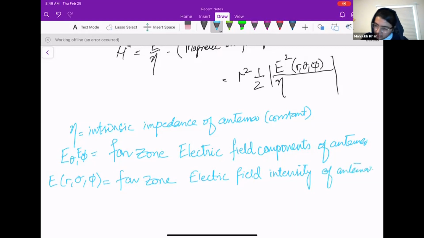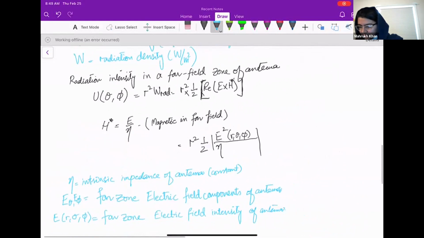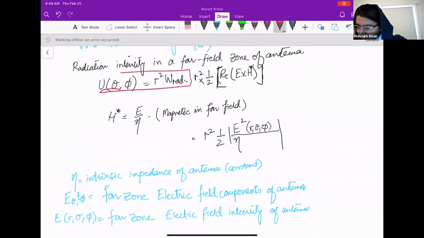I know this is something that you may have completely lost track of. So we will get this back, okay? Let's take a look again at what we are talking about. So we are good till here, R squared W rad, right? All of us are good till here, right?